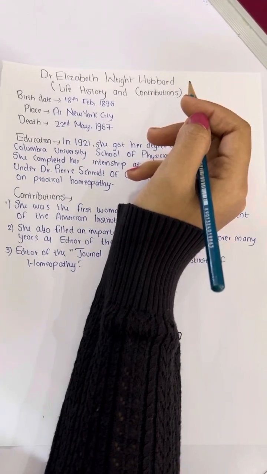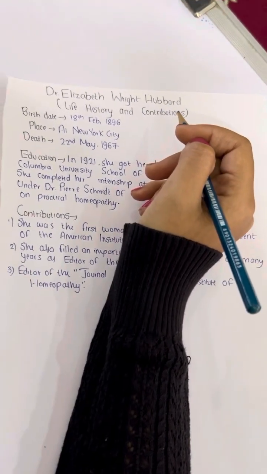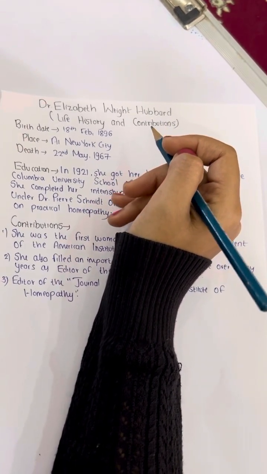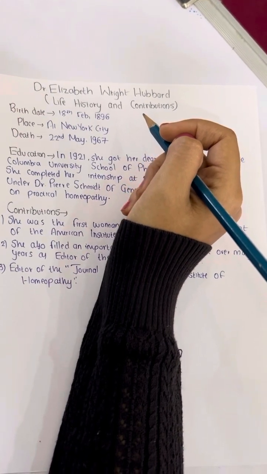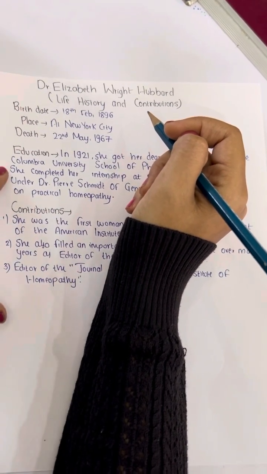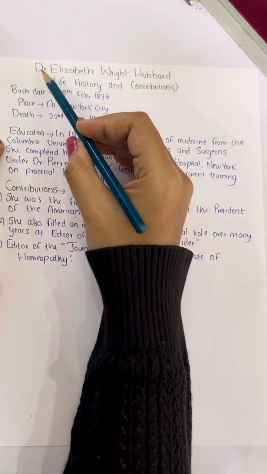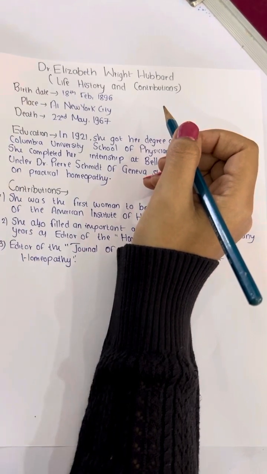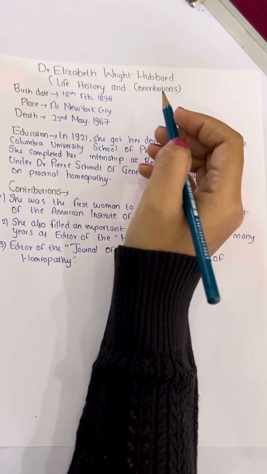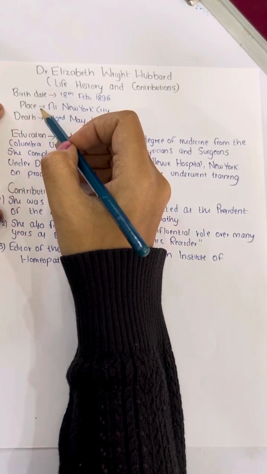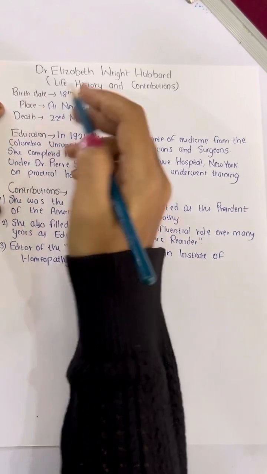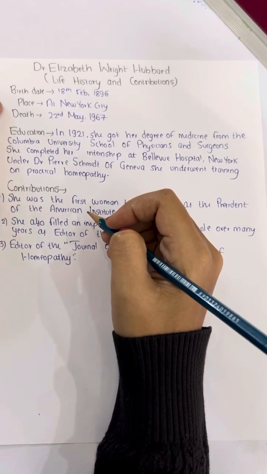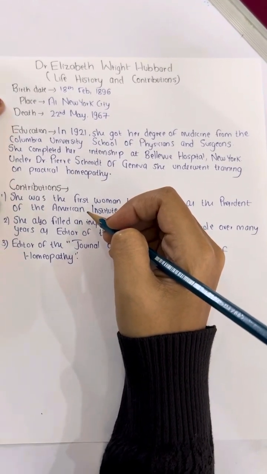So we are into our series of understanding the life history and contributions of different pioneers and stalwarts in homeopathy. Going ahead with the same series, next is Dr. Elizabeth Wright Hubbard. To make this video simple, we will understand the birth date, the birthplace, the death anniversary, what the education of Dr. Elizabeth was, and what the contributions of Dr. Elizabeth were to the field of homeopathy.